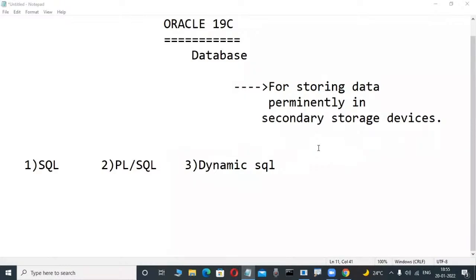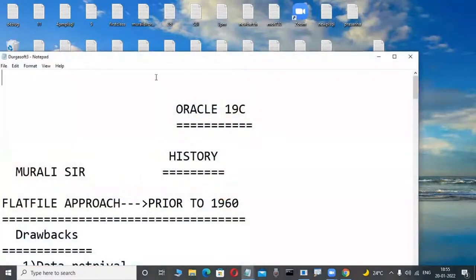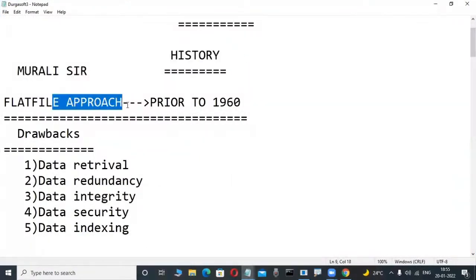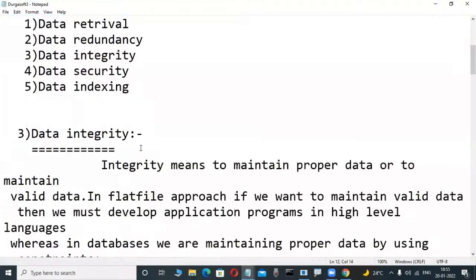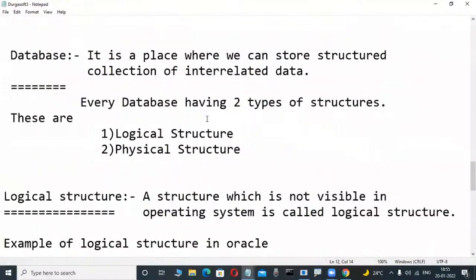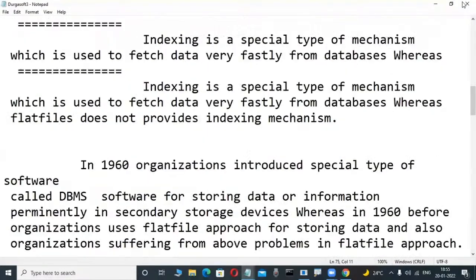In this course, we are covering SQL, PL/SQL, and dynamic SQL. One of these days, history also we are telling. Not Murali Sir's history, but in the olden days the flat file approach is there. What are the drawbacks, in the middle of the course we are learning. Then what is a database? Now DBMS, RDBMS, what are the differences? These are all the things we are learning one of these days.